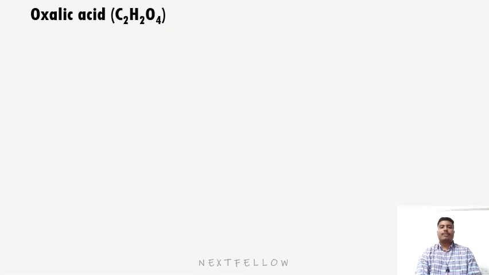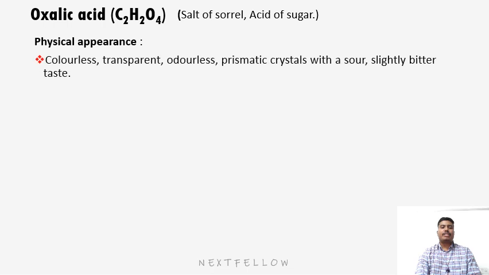Now we will discuss the second poison in the organic corrosives, that is oxalic acid. It is also known as salt of sorrel or acid of sugar. The physical appearance is as follows: it is a colorless, transparent, odorless, prismatic crystal with a sour, slightly bitter taste.